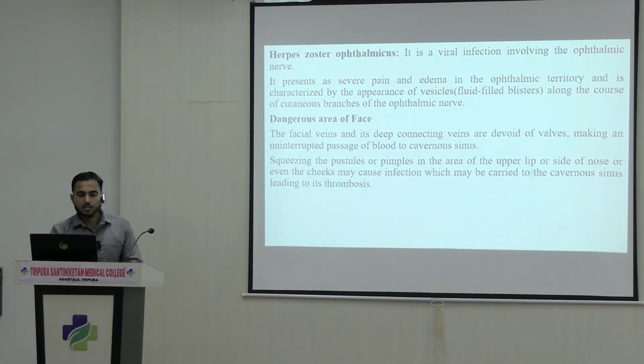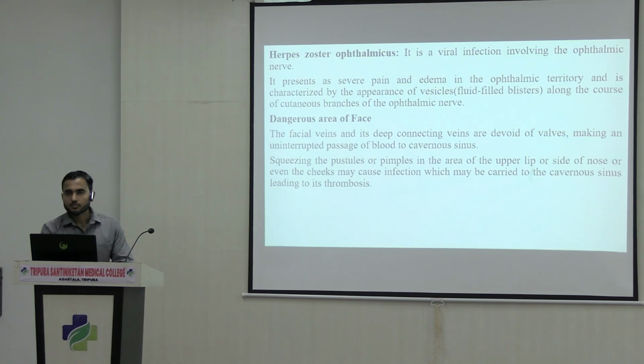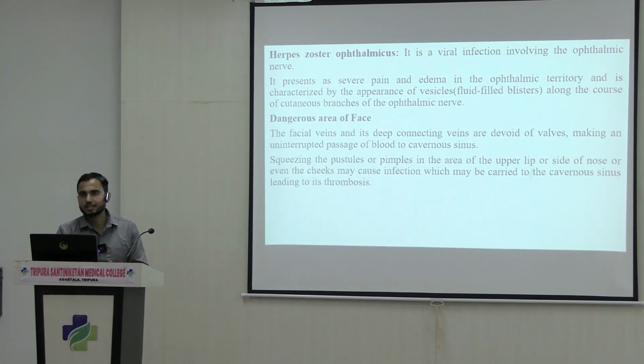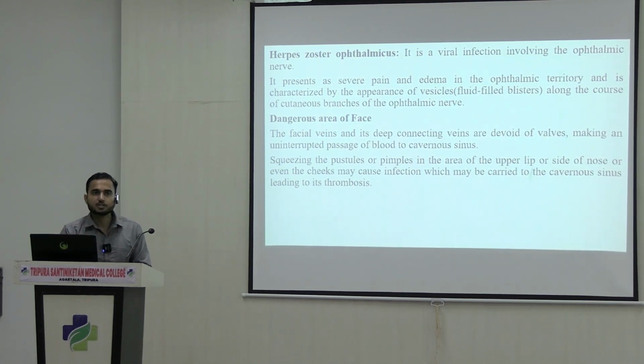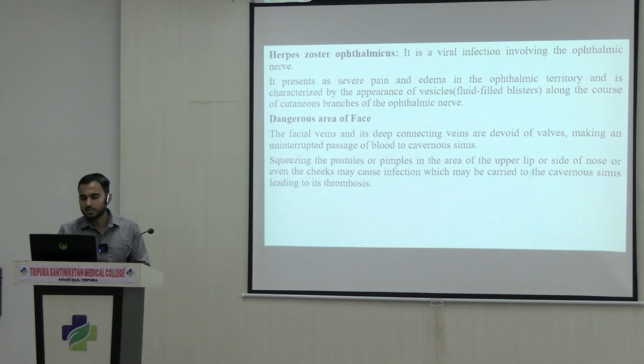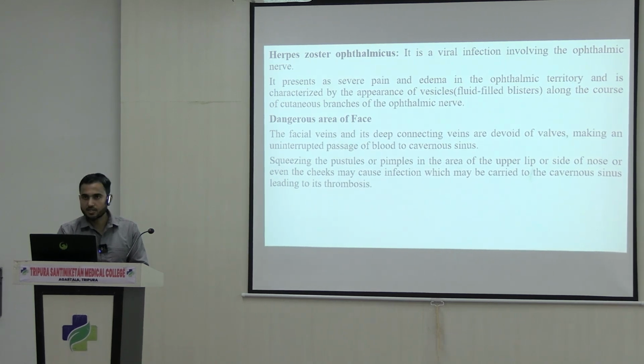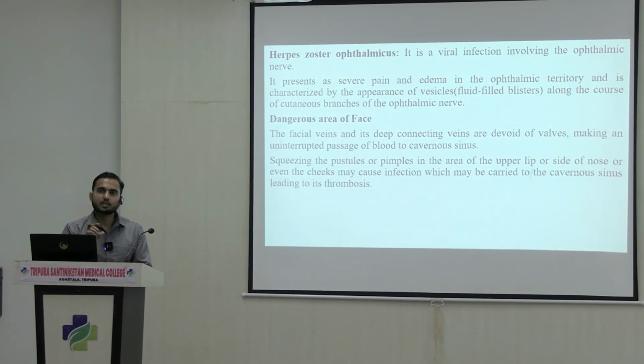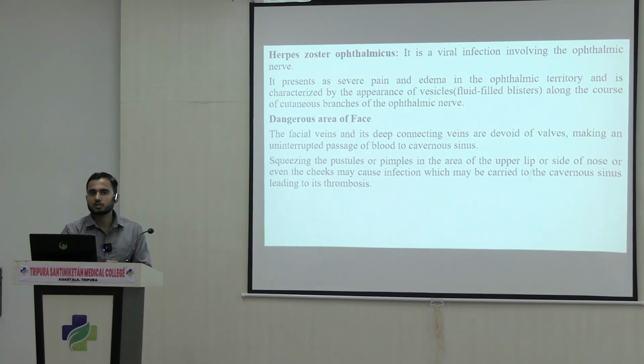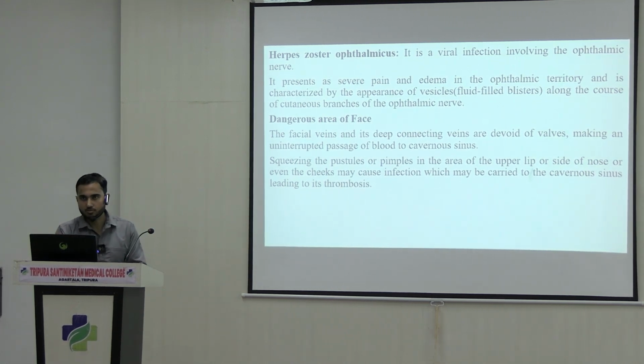Okay, so herpes zoster ophthalmicus is a viral infection. When it occurs, what will happen? There will be severe pain, along with that there will be edema, and on the cutaneous part you can see the blisters, fluid filled blisters. Okay, and that can be seen throughout the distribution of this particular ophthalmic division.